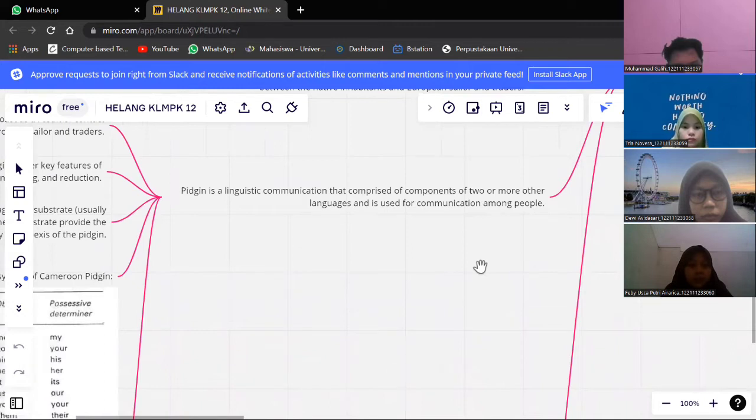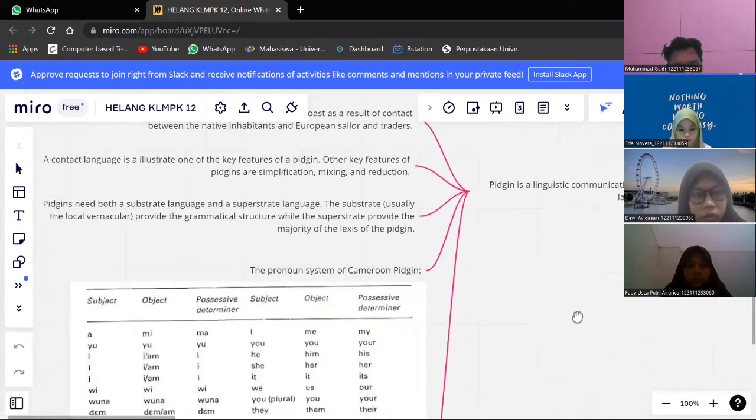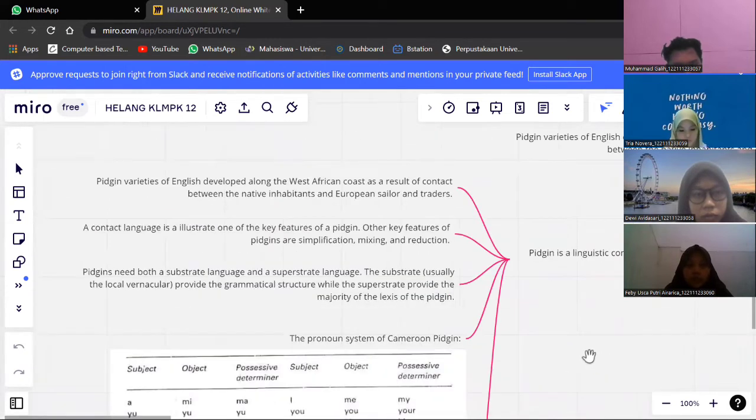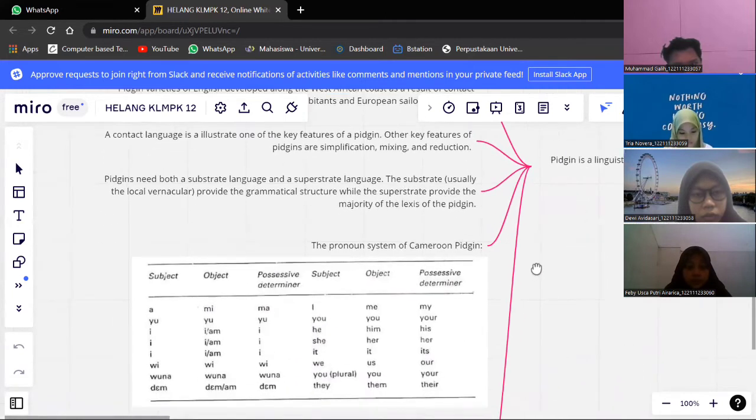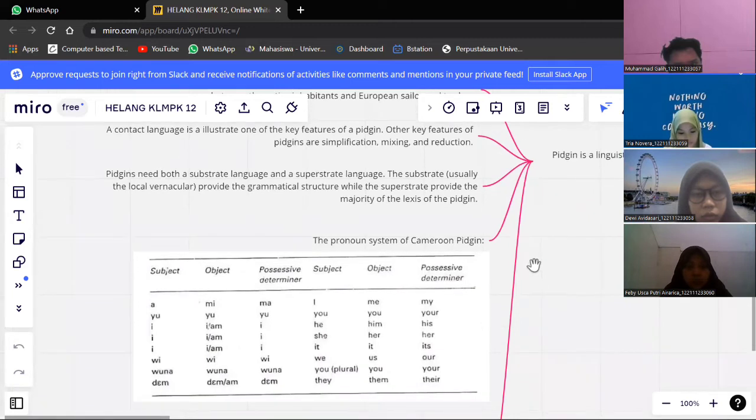Pidgin is a linguistic communication system that is comprised of components of two or more other languages and is used for communication among people. A contact language illustrates one of the key features of a pidgin. Other key features of pidgin are simplification, mixing, and reduction. Pidgin is both a substrate language and a superstrate language.